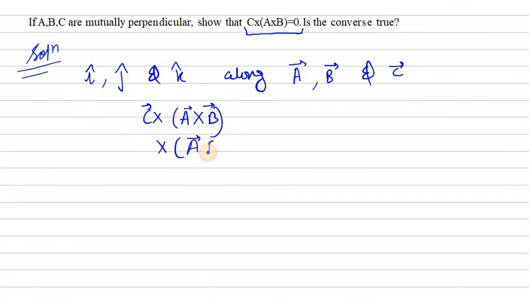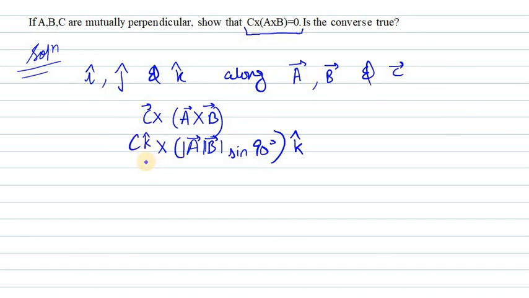A magnitude, B magnitude, then we have sine theta. Now sine theta here is sine 90 degrees, as they said they are mutually perpendicular, and they will be in k direction. Now we can write C vector as ck.